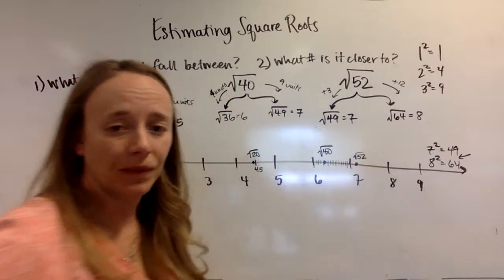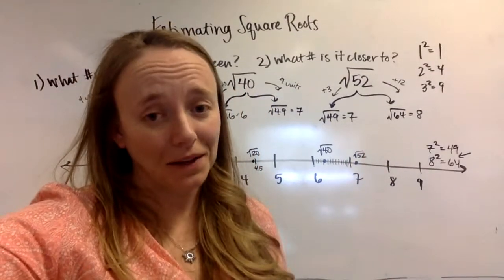Square root of 52. So that is one last skill that you need to be able to do.